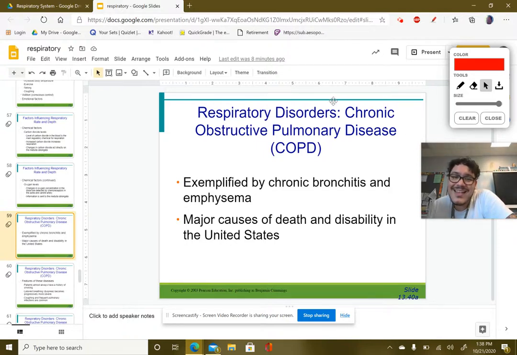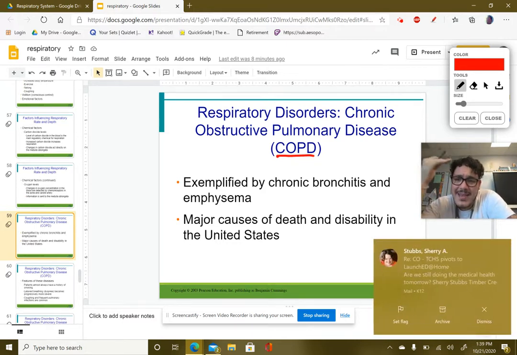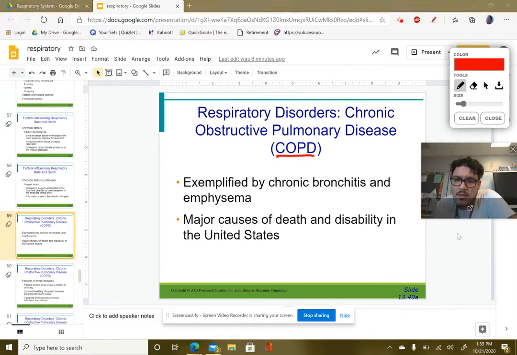We're going to talk about COPD, chronic obstructive pulmonary disease. First off, I would make sure you know that that's what it stands for. This is a very serious respiratory condition. It is exemplified by chronic bronchitis and emphysema, meaning it's even worse under the circumstances of other conditions. So bronchitis and emphysema, which we'll talk about before we finish our video today. Major cause of death and disability in the United States. So because of how prevalent it is, we do need to talk about it.